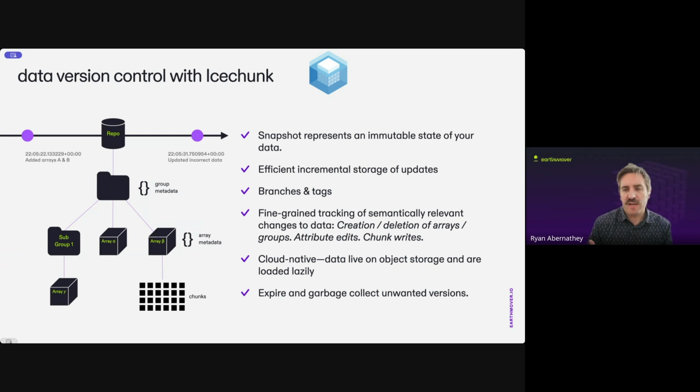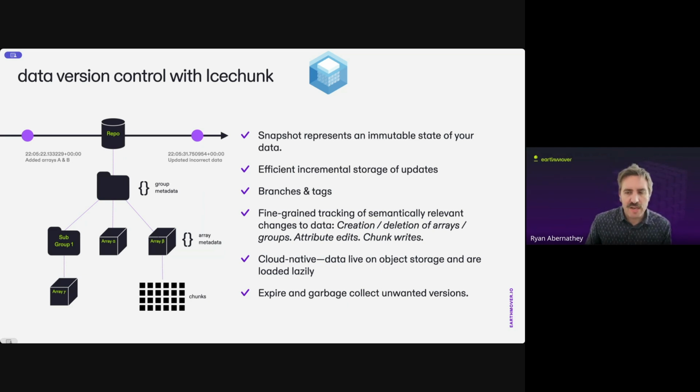Icechunk provides fine-grained tracking of semantically relevant changes to the data. In other words, it knows what you did to your data in terms of this data model. And that's a big contrast from something like Git LFS or Data Version Control or LakeFS, where all it can tell you is, oh, you changed a specific file. Whereas Icechunk can tell you, oh, you extended this array in this specific way, or you added metadata to this group.